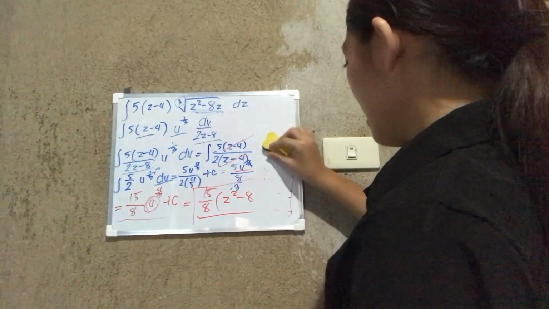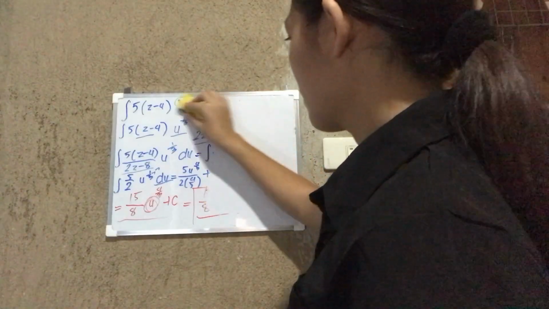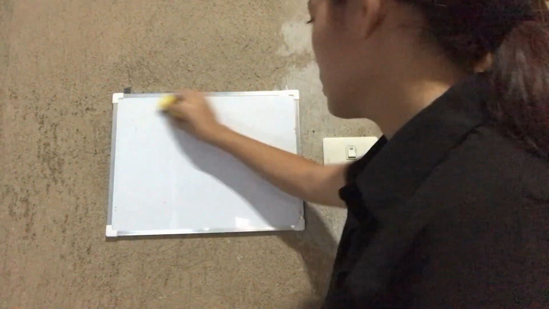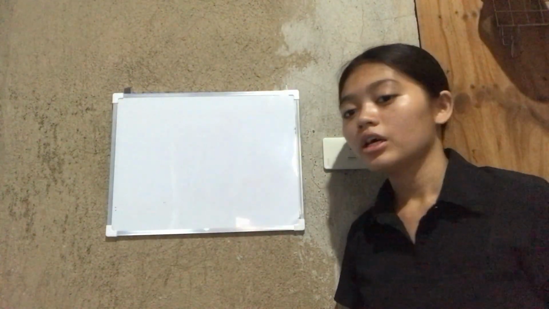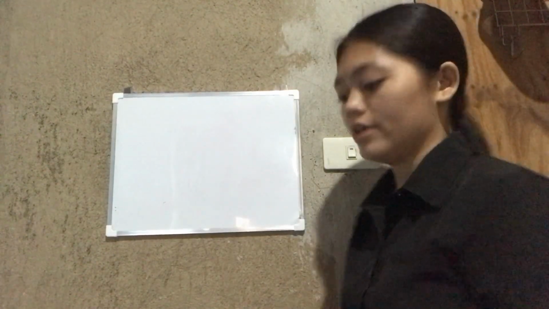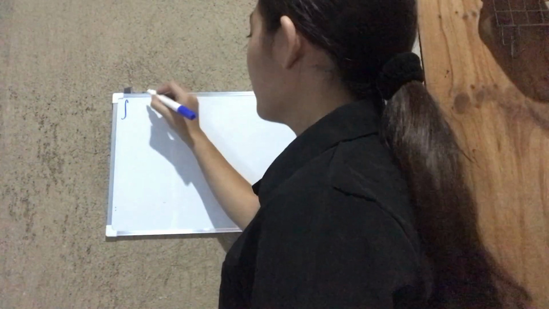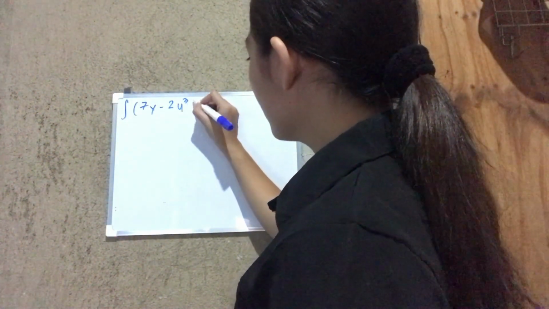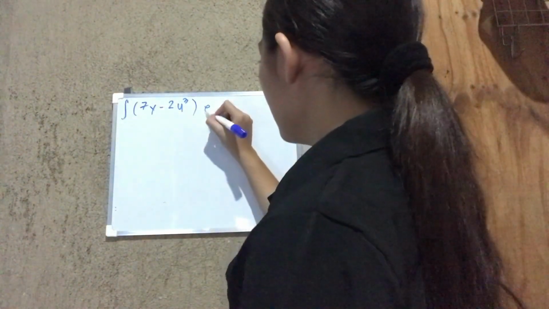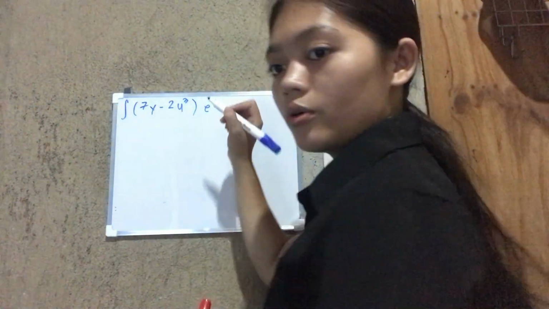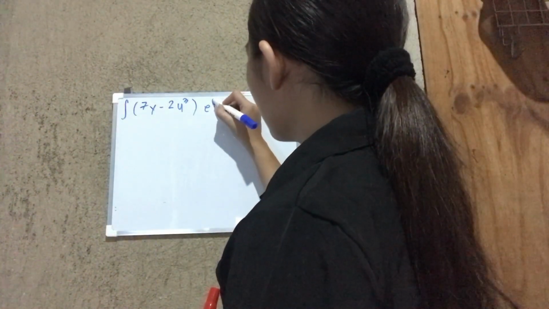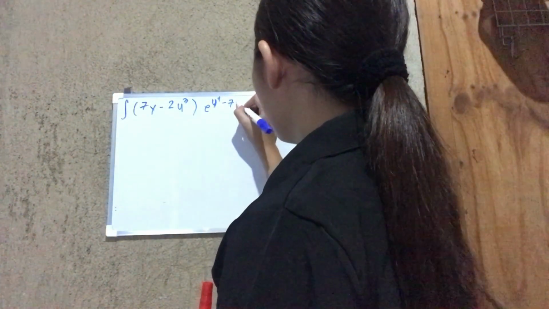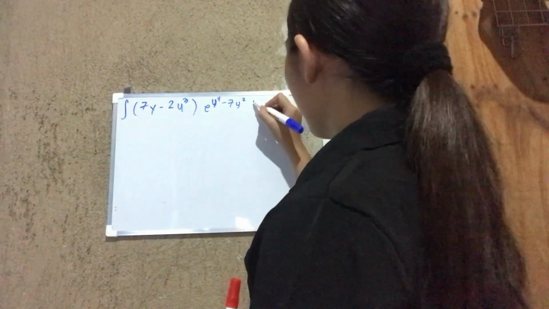So let's have another example. For our other example, we have here the integral of 7y minus 2y cubed times e raised to y to the 4 minus 7y to the 2, dy.